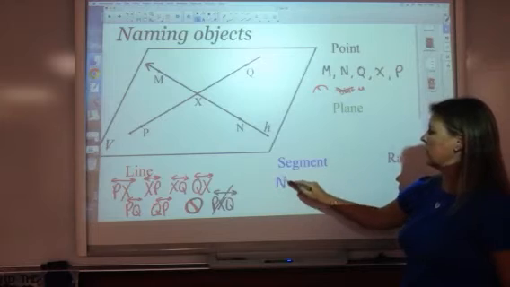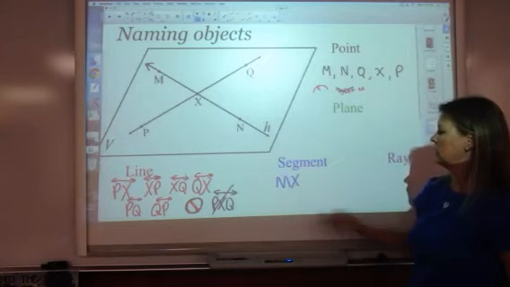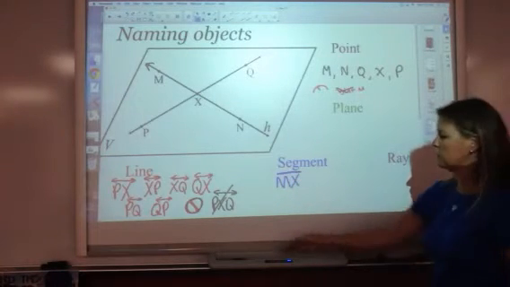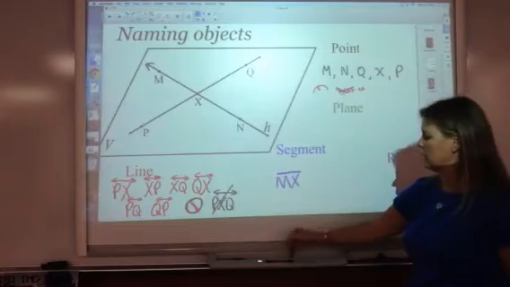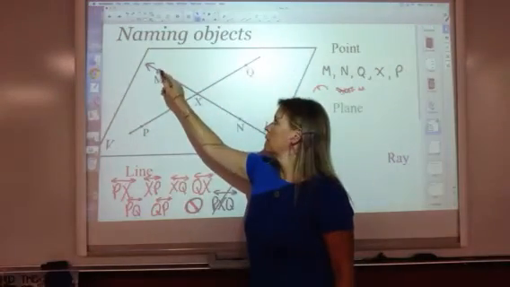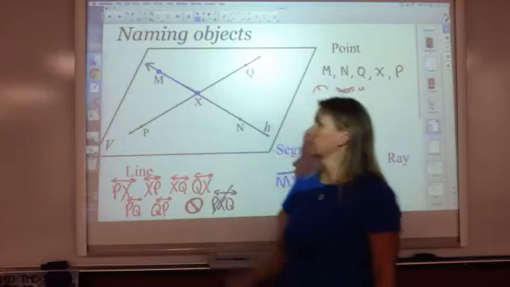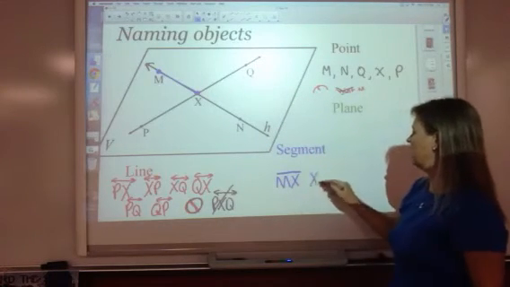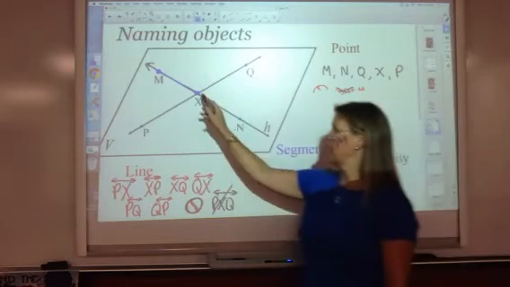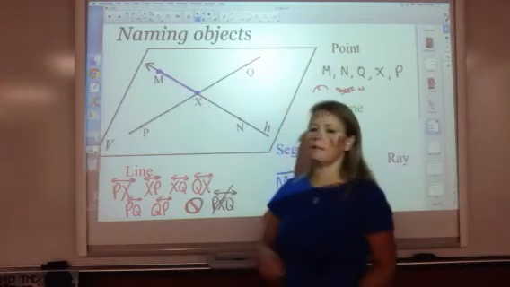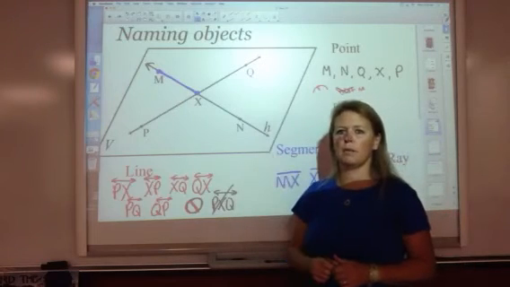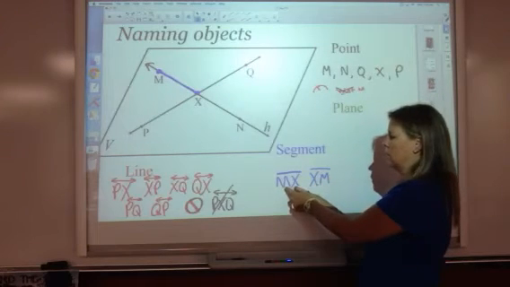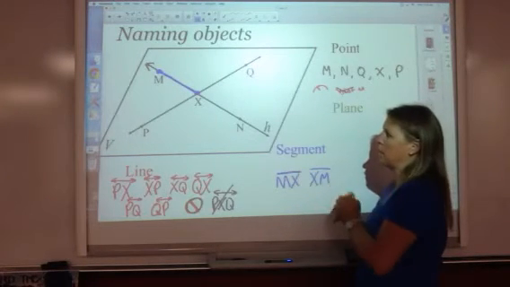If you're talking about segment MX, and you put a segment bar over the top, no arrows, just a segment bar over the top, that means you're starting at M and going to X. It's only that little piece of your line. You could also call that segment XM, because it doesn't matter. If you draw from X to M or M to X, it's the same piece. It's the same little part of the line. So segments, 2 points, segment bar over the top.